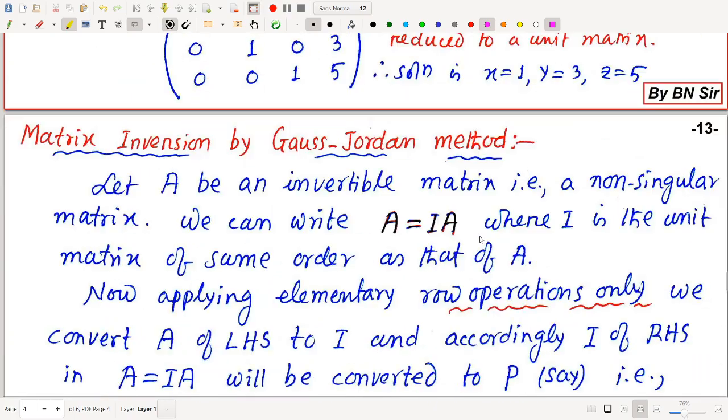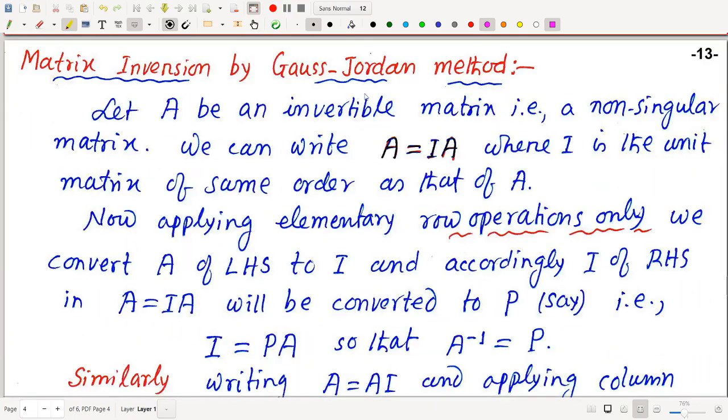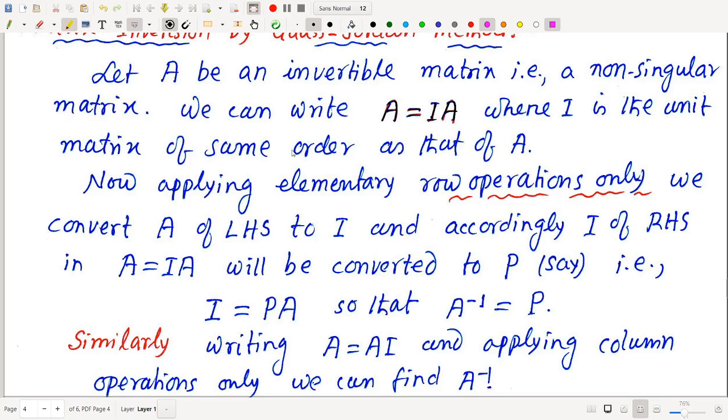Okay, second one you will do. Now let us see matrix inversion by the Gauss-Jordan method. This we have done in class 12 also, without giving the name Gauss-Jordan method. Here we are only naming it. Let A be an invertible matrix, that is a non-singular square matrix, determinant non-zero, so that the inverse exists. We can write A equal to IA, where I is the unit matrix of the same order as A. The unit matrix has 1 on the diagonal and 0 for the other elements. It behaves like 1 in matrix algebra.